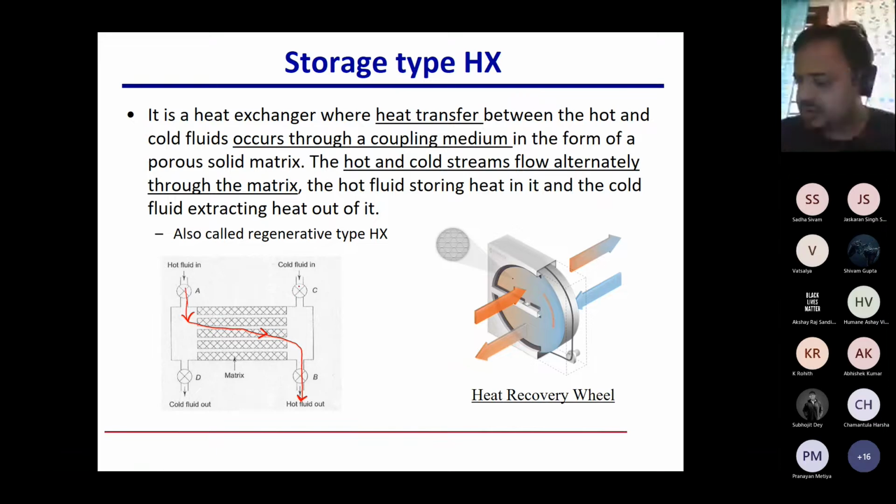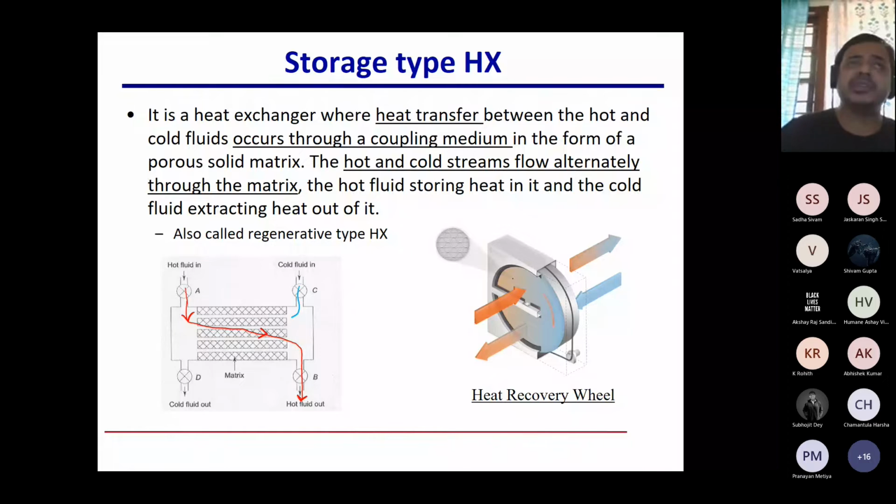So now we close A and B, and we open up C and D. The hot fluid, while moving through this porous matrix, has given up the thermal energy, at least part of the thermal energy, to the porous matrix. The porous matrix was cold. So when the hot fluid started flowing through it, it rejected the heat. It gave up its thermal energy to this porous matrix, which in turn now gets heated.